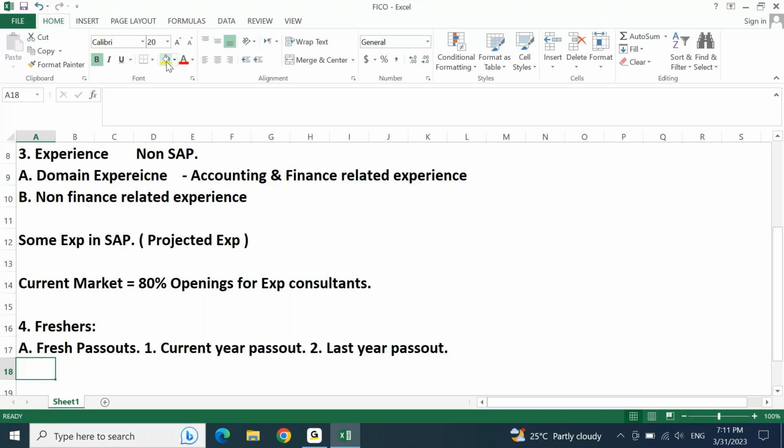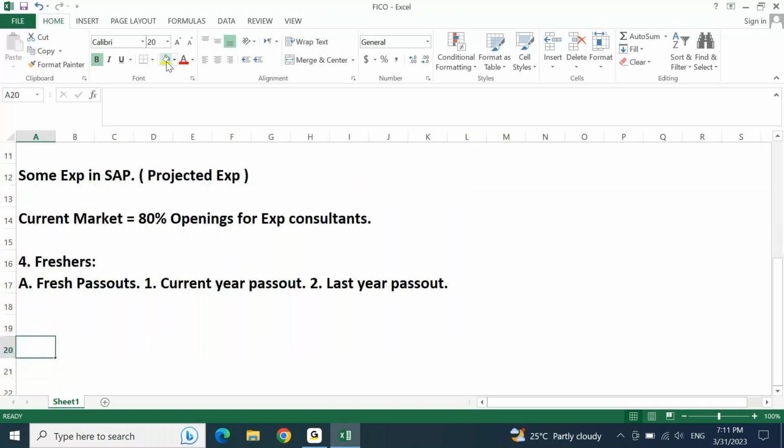Now, many people will have a doubt: experienced fresher. If you want to get into the market as an experienced fresher, these opportunities are also open but limited. So if you want to get into the market as an experienced fresher, you have to approach startup companies.